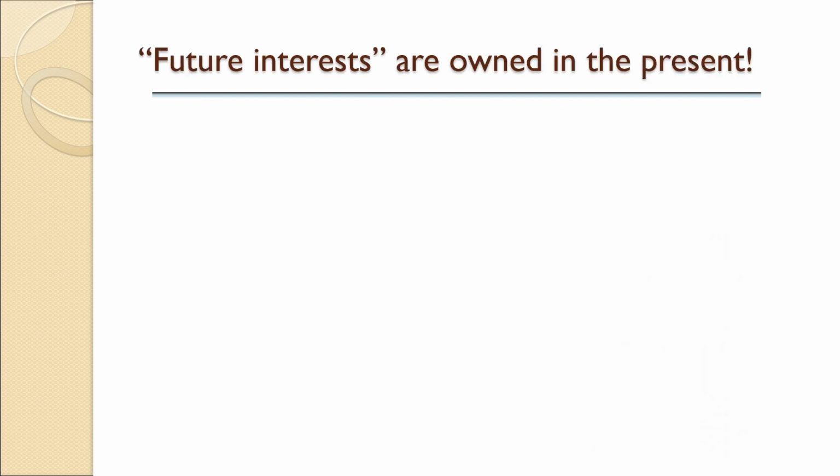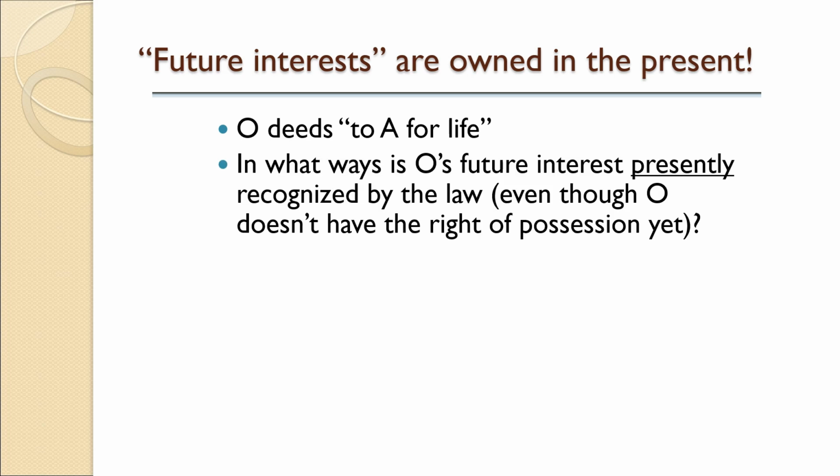Now, it's important to realize that future interests are actually owned in the present, and what's in the future is only possession. Let's take an example in which O deeds to A for life. We've already indicated that now O has a future interest that will take possession when A's life estate ends at A's death. But does O's future interest exist, and is it recognized by the law even though O doesn't have the right of possession yet?